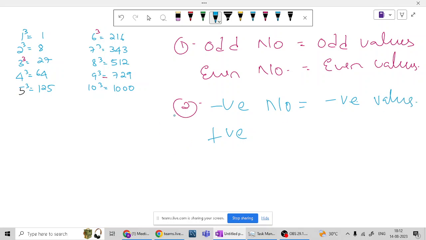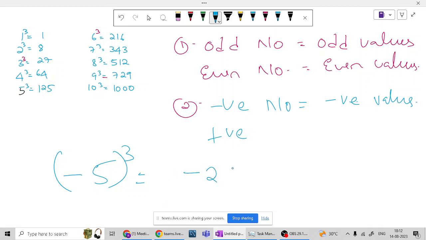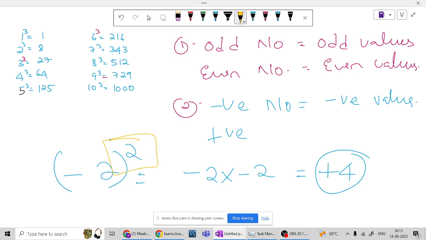You can take any example, students. You get such questions in MCQs. Take random numbers. Take minus 5 cube. What is minus 2 into minus 2? Plus or minus? Plus 4. Minus into minus is plus. But is this a square or a cube? Square. For a square, the negative becomes positive.